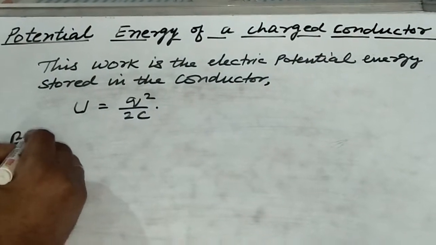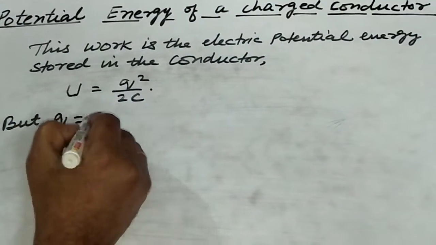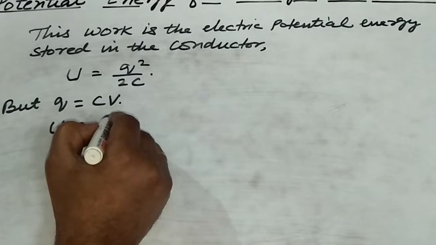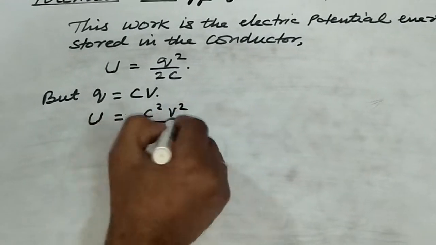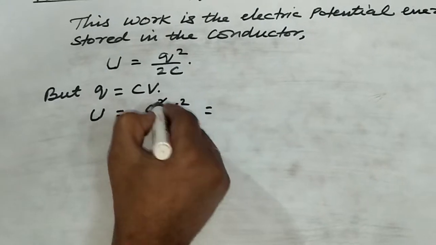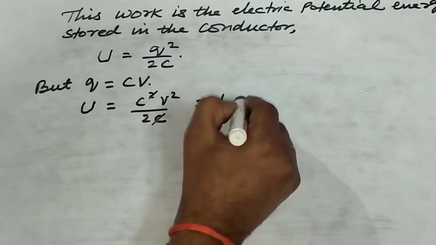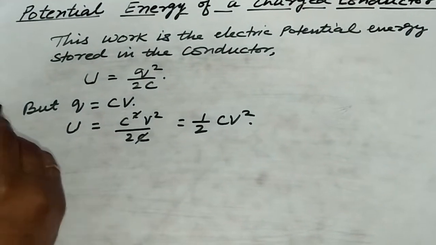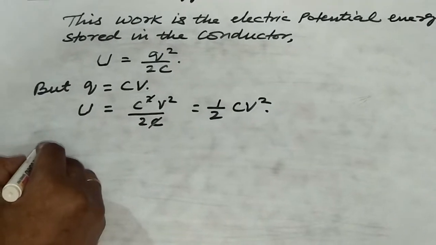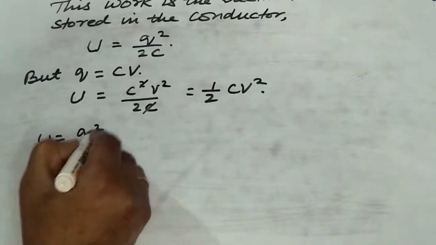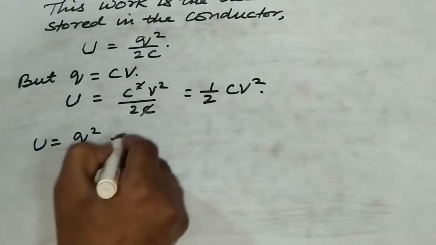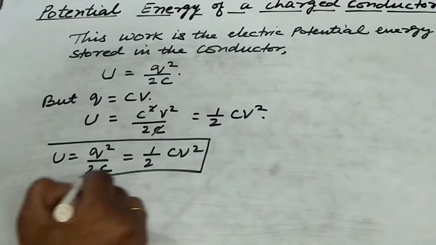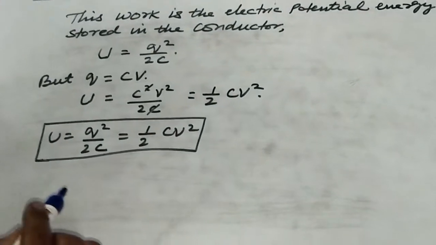But you know Q is equal to CV. So you can also write that the electric potential energy U is equal to C square V square upon 2C, and now one C is cancelled, and here you will get half CV square. So the electric potential energy stored in the conductor is given by either U is equal to Q square by 2C, which is also equal to half CV square. This is the electric potential energy stored in charging the conductor.